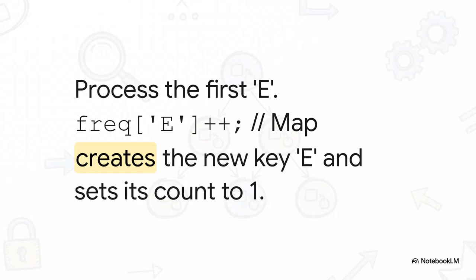Simple enough. Okay, we hit our first letter, E. We use that awesome square bracket syntax. Now, watch what happens. The map looks for the key E. It's not there, right? So it creates a new entry for E, sets its value to 0, and then our little plus plus immediately bumps it up to 1. Boom, our first entry.